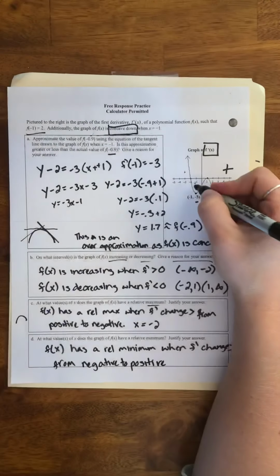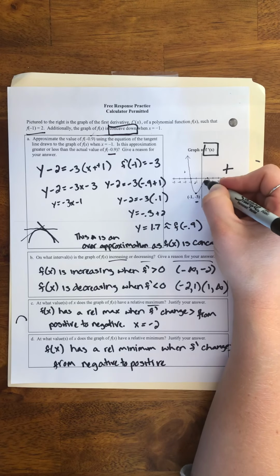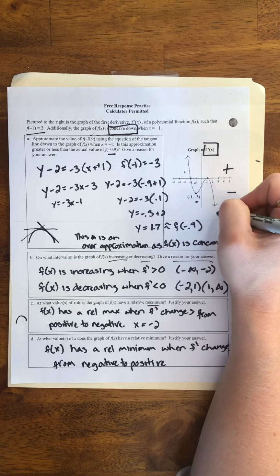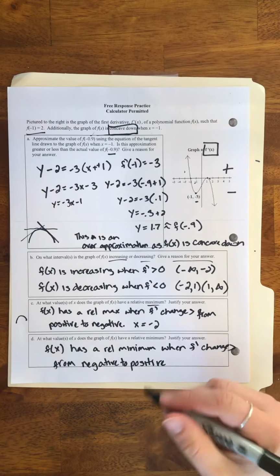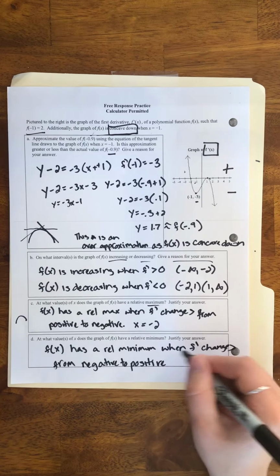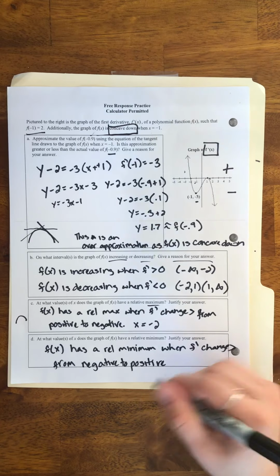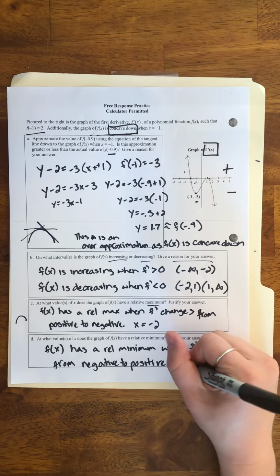And so then I look negative to positive. Okay, I'm negative, negative, negative, negative. Uh-oh. Negative, negative, negative, negative. There's a 0 here, but this never occurs. Even if this never occurs, you still have to give a reason if this question is asked like this. So I'm going to say f of x has a relative minimum when this changes from negative to positive.